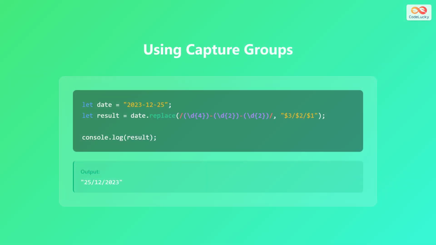Let's see how to use capture groups. Capture groups allow you to extract parts of the matched pattern and use them in the replacement string. We declare a variable date and assign it the string December 25th, 2023. Then we declare a variable result and assign it the result of calling the replace method on the date variable, replacing the regular expression pattern /(\d{4})-(\d{2})-(\d{2})/ with the string $3/$2/$1. Finally, we print the result to the console, which outputs December 25th, 2023. This demonstrates the use of capture groups to rearrange the date format.